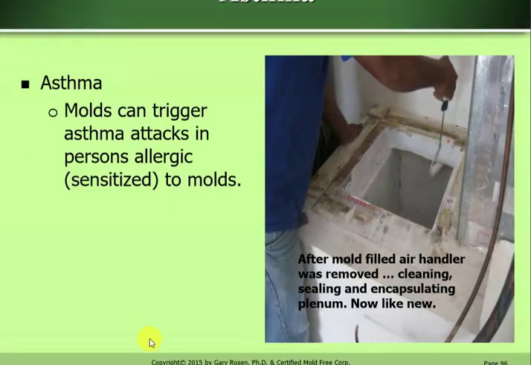Asthma. Molds can trigger asthma attacks in persons allergic, sensitized to molds. And this picture right here is showing after the mold-filled air handler was removed, cleaning, sealing, and encapsulating the plenum, it was like new.